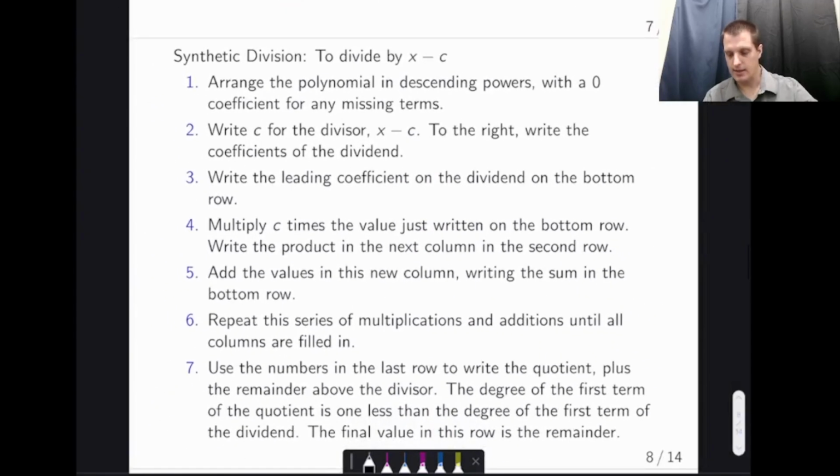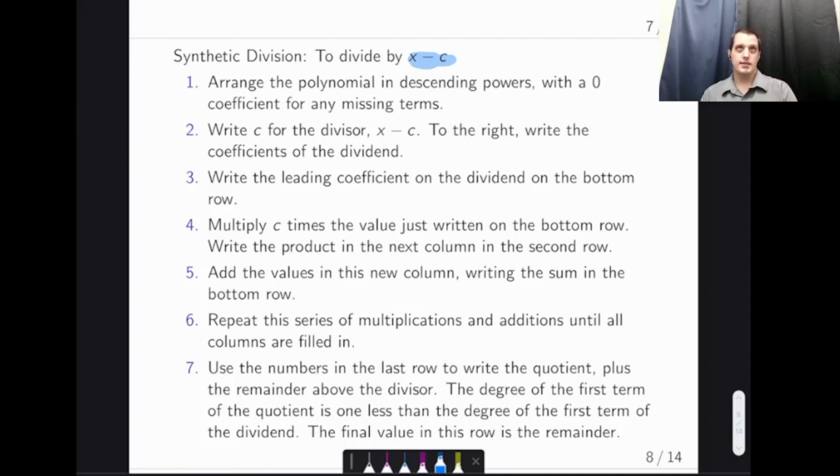Okay, now life's going to get easier. Much, much easier. Synthetic division, to divide by x minus c. So in this case, notice, we need to keep in mind here that this is a linear term. The power of x is only 1. This is the only time we can use synthetic division. If it's not a linear thing we're dividing by, it's not going to work.